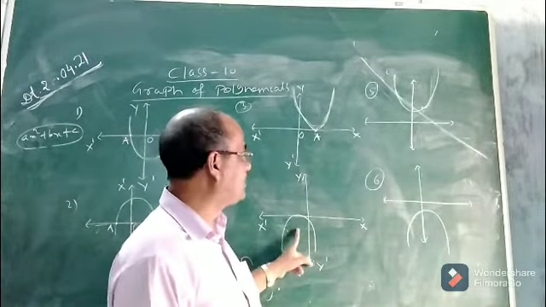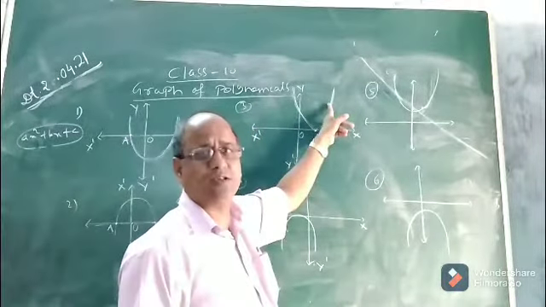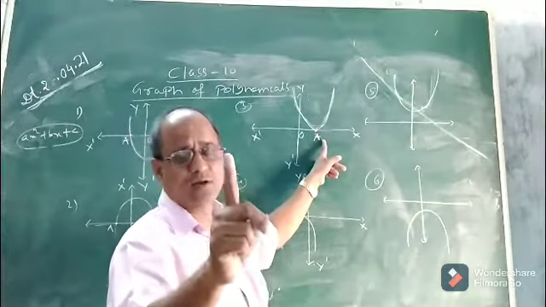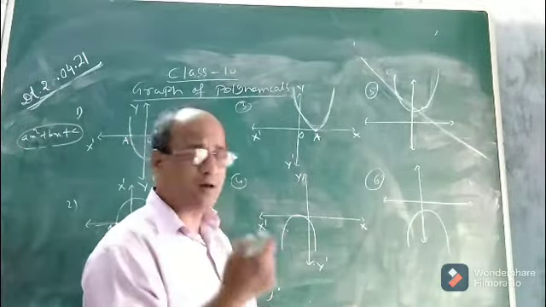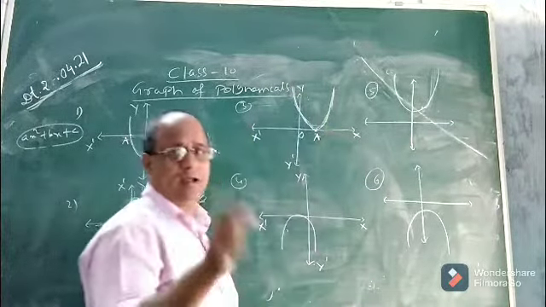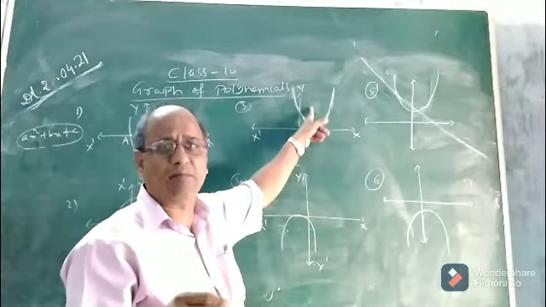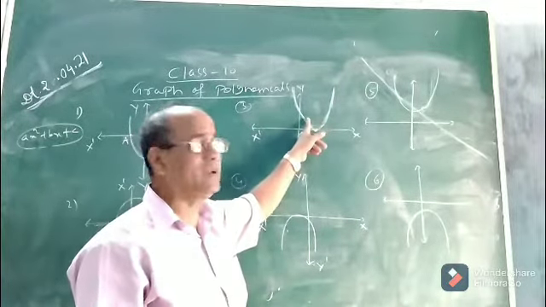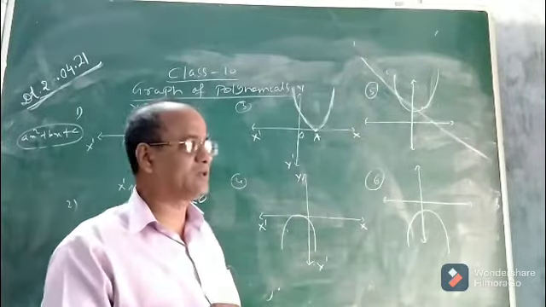Why? Because the graph of the quadratic polynomial, which is a parabola, touches the x-axis exactly at one point. So when it touches the x-axis at exactly one point, we will conclude that the quadratic polynomial has two equal factors. It can be factorized into two equal factors. So if we can factorize it into two equal factors, that means the two zeros are definitely equal.